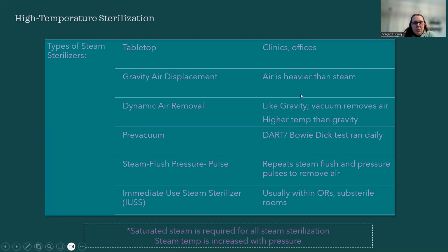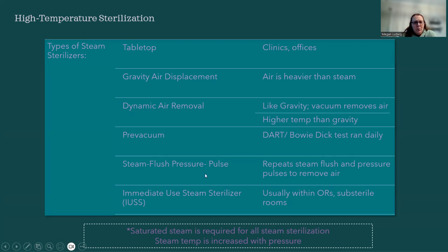Okay, gravity air displacement is using the concept that air is heavier than steam. Dynamic air removal is similar to gravity, but it's literally sucking the air out of the chamber, at a little bit higher temp than gravity. And then pre-vacuum, something unique about this, you have to use the DART, that daily air removal test, also known as the Bowie-Dick test. It's the same thing, just a commercial brand of it, to make sure that the air is being removed efficiently.